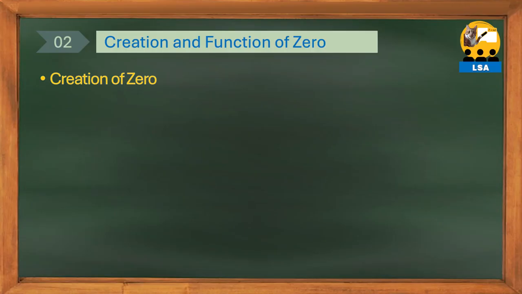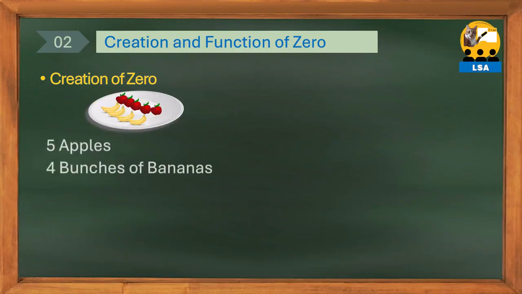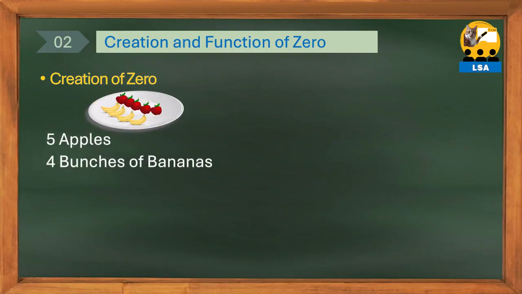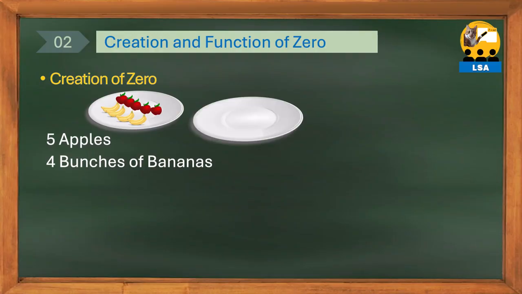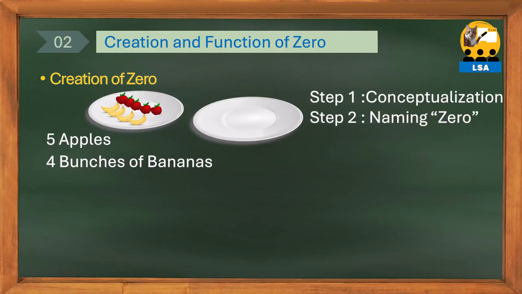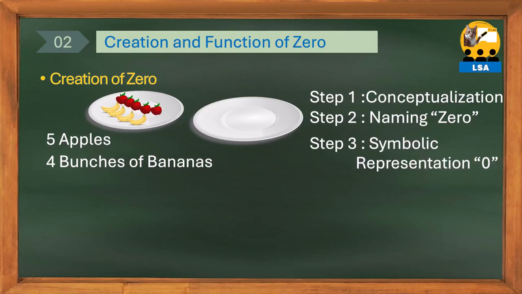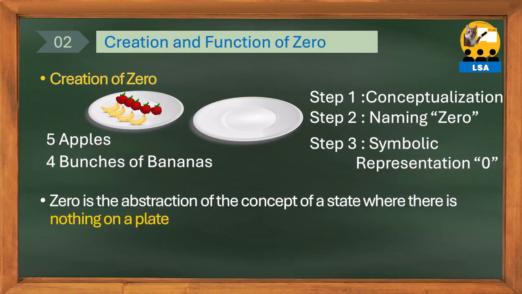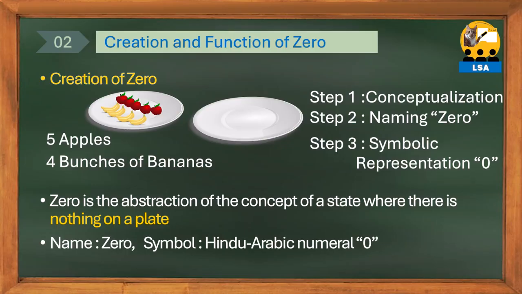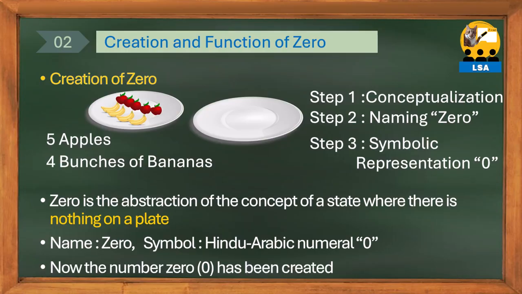The people of India could express well using natural numbers when there were apples and bananas on a plate. However, by progressing with an abstraction process on the state of having nothing on a plate, they came to think of a new concept, decided to name it 0, and expressed it with the symbol Hindu-Arabic numeral 0. 0 is the abstraction of the concept of a state where there is nothing on a plate. Its name is 0, and its symbol is the Hindu-Arabic numeral 0. Now the number 0 has been created.